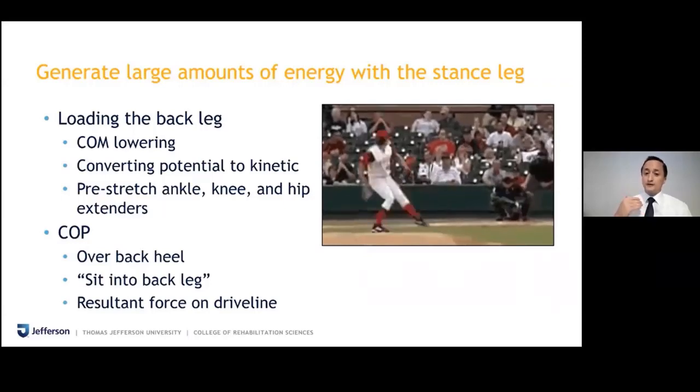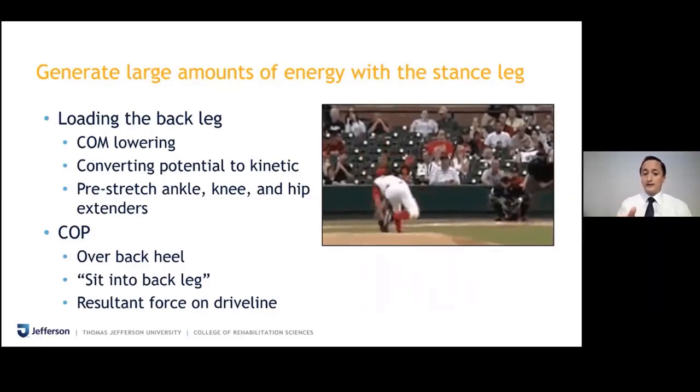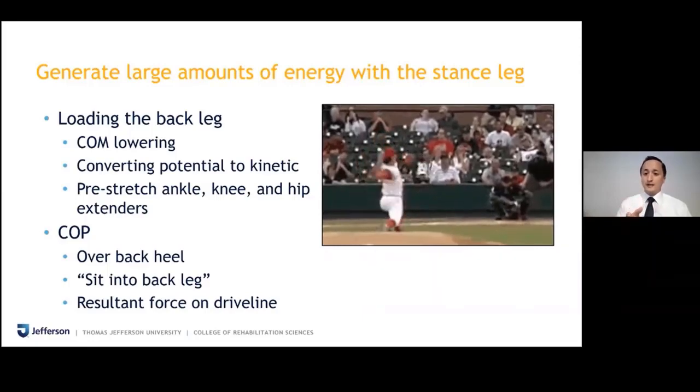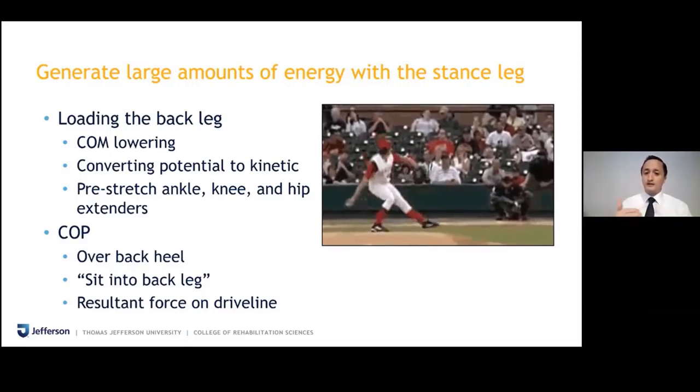And when we have the center of pressure through the heel, this allows us to push off the mound in the direction of what we call the drive line. That's a straight line directly towards our target at home plate. And if we put energy outside of that drive line, we're really wasting energy, right? We're putting it in a direction that the ball's not going. So that's not really helping us. So we always want to stay on that drive line, and by keeping our center of pressure over our heel will allow us to put all the energy in that direction.